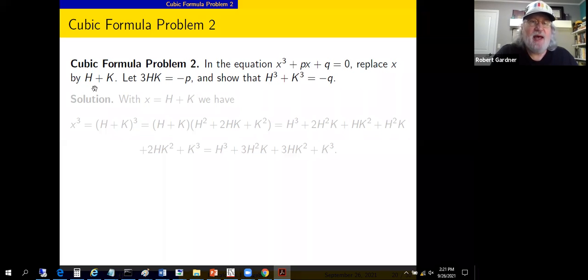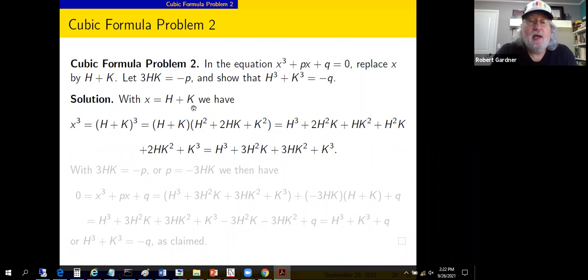They say replace x with capital H plus capital K. Let 3 times h times k equal negative p. Show that h cubed plus k cubed equals negative q. Okay, I don't see a motivation for that at this stage, but it's just algebra. So we'll make the substitutions and this should happen.